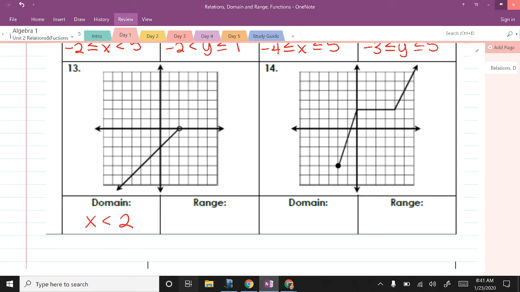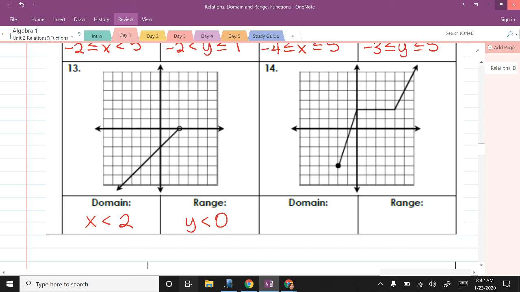Now, what about the y values? Do they go up and down forever? No. Right, it doesn't get above here. What's this y value? 0. So what do you think the range is going to be? Y is less than 0. Is it less than or equal to? Less than. Very good.